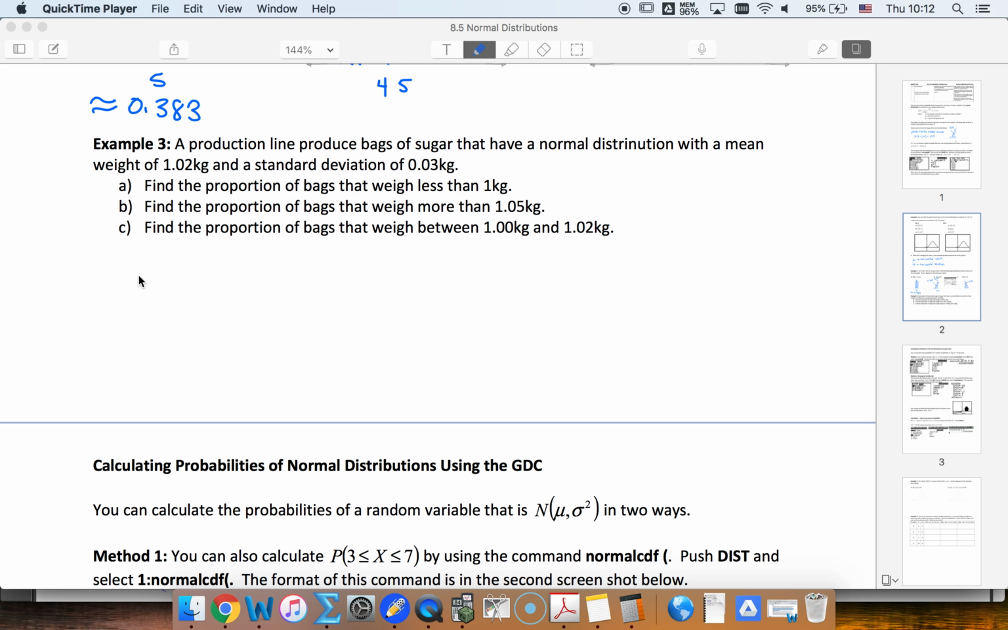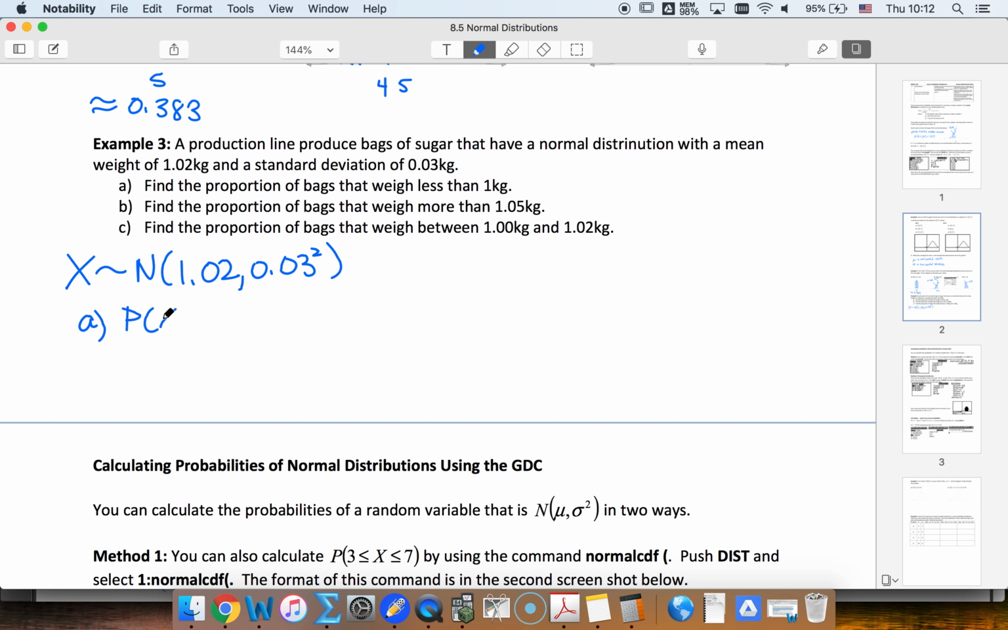All right, we have more of a situational example this time. So a production line makes sugar bags, normal distribution, mean. So let's go ahead and write this down. X is normal, mean of 1.02, standard deviation of 0.3. Proportion of bags, so that's like the probability that weigh less than 1 kilogram. So I'm looking for the probability that X is less than 1.